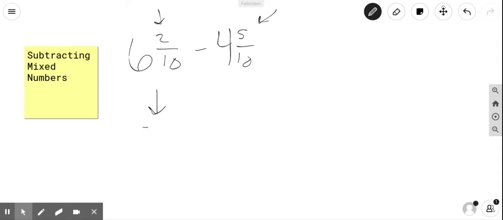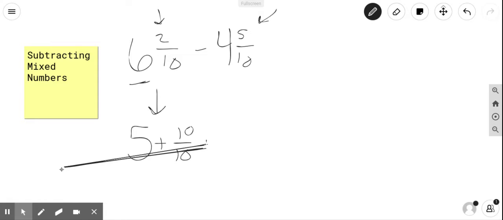I'm going to turn the 6 into a 5. And if you remember from in class, I pull out one whole as a fraction. So in this case, we're working with tenths. So we have 10/10. Okay, so that 5 plus 10/10 equals this 6. That's where we get that from. And then we can't forget about our 2/10.